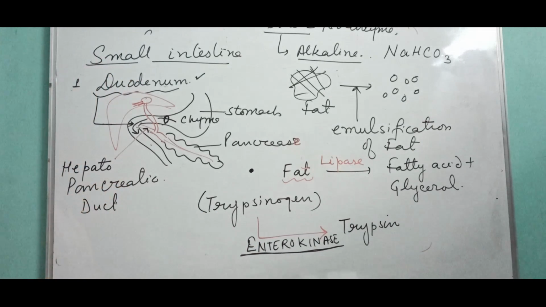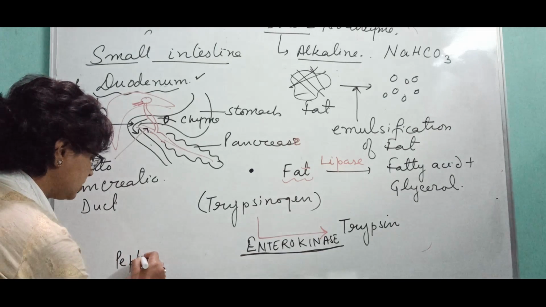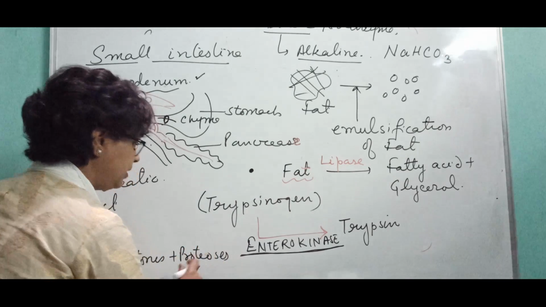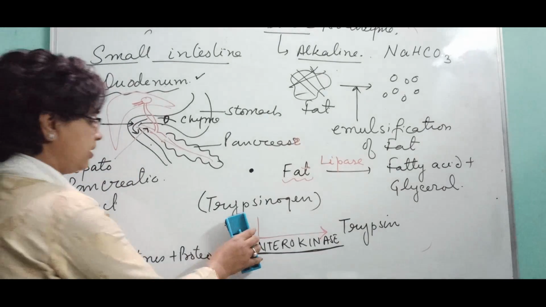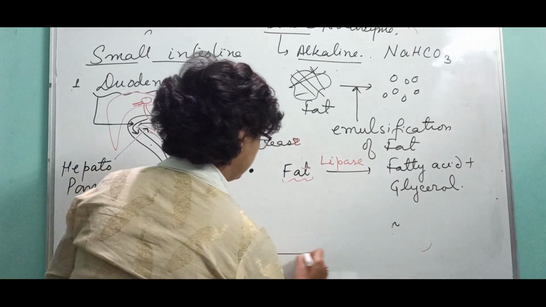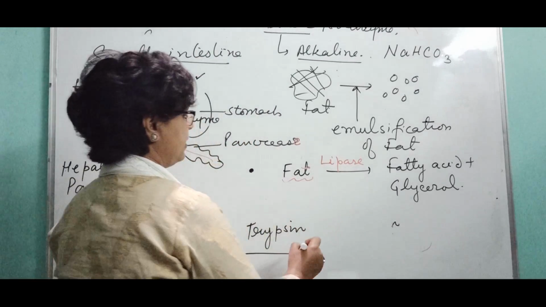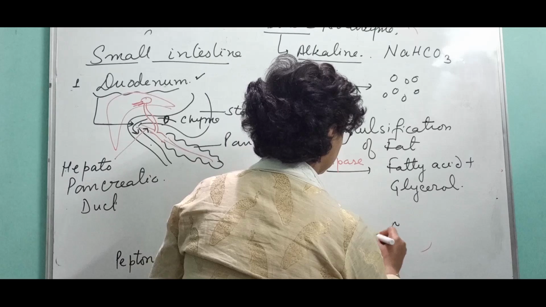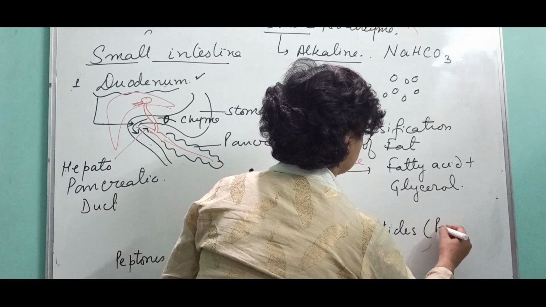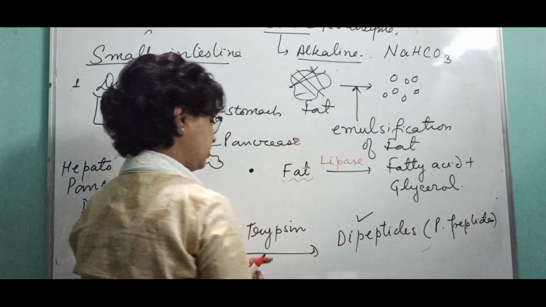Now as it is a protein digestive enzyme, the function will be on peptones and proteases. So this is peptones plus proteases, right? I am going to remove this trypsinogen and enterokinase. Now the trypsin is ready with us. So this is trypsin, right? And now the dipeptides. In certain books it is written as polypeptides, but the correct word is dipeptides.